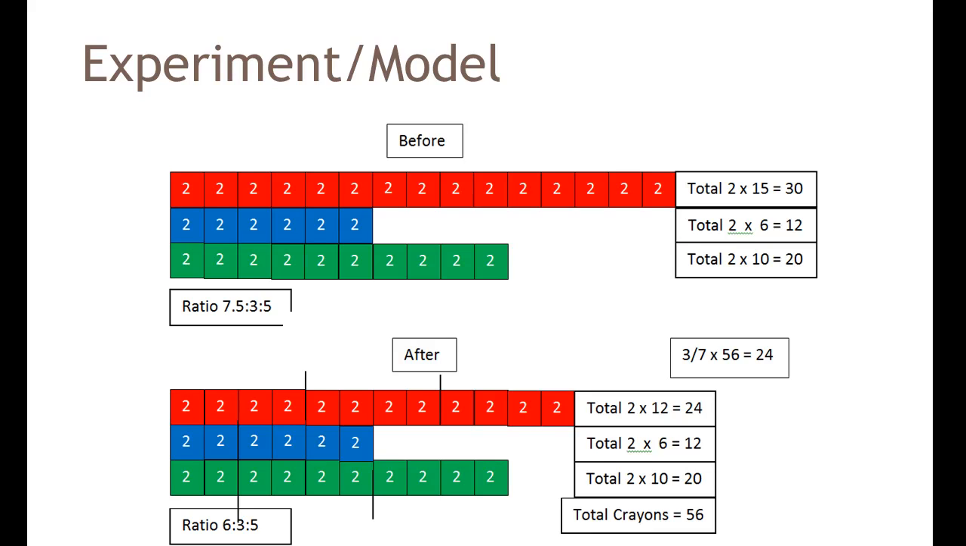After, 3/7 times 56 equals 24. 2 times 12 equals 24. 2 times 6 equals 12. And 2 times 10 equals 20. Total crayons is 56, so the ratio is now 6 to 3 to 5.